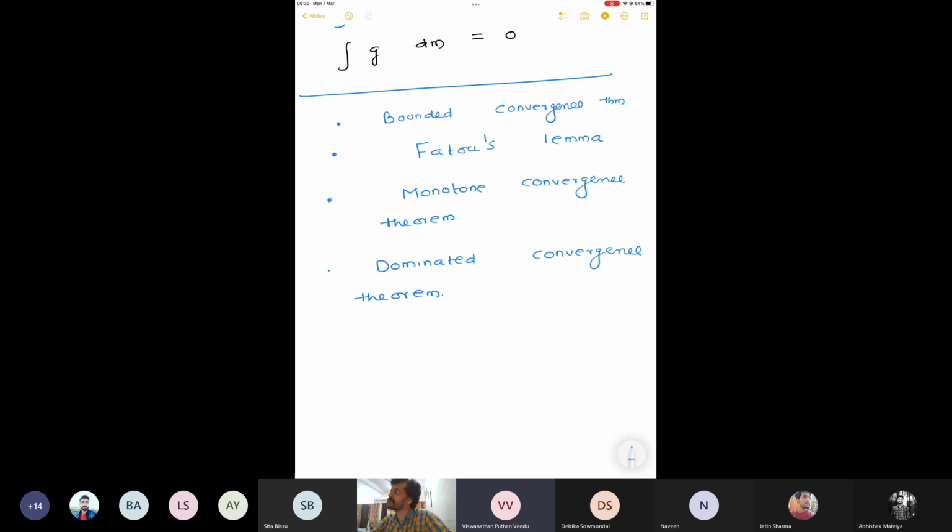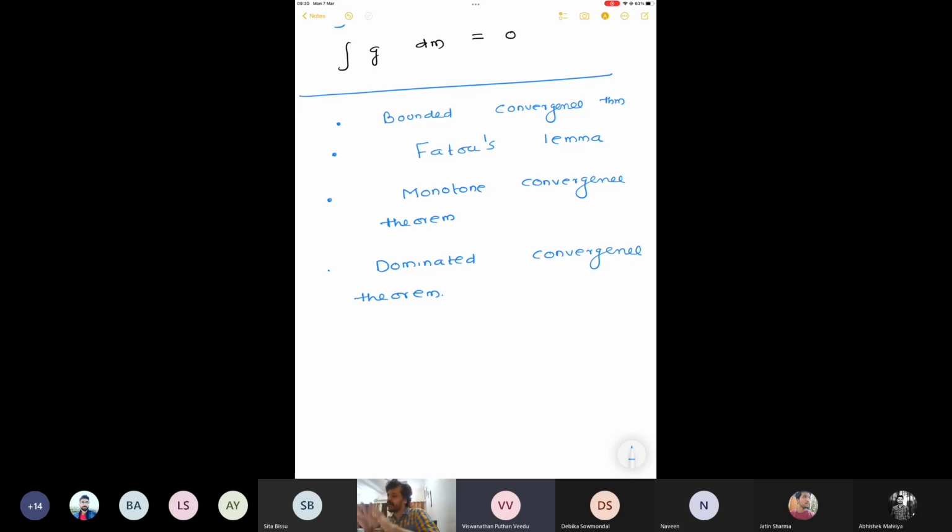And Fatou's lemma says what best we can say in case there are no other assumptions like monotone, bounded, dominated, nothing. Then what best can we say? We cannot talk about the limit. The limit may not even exist, but we can talk about the limit infimum. So Fatou's lemma will be something connected with the limit infimum of fn's.